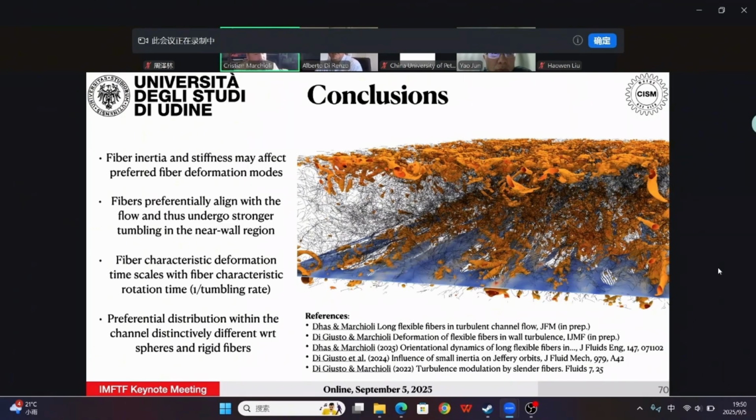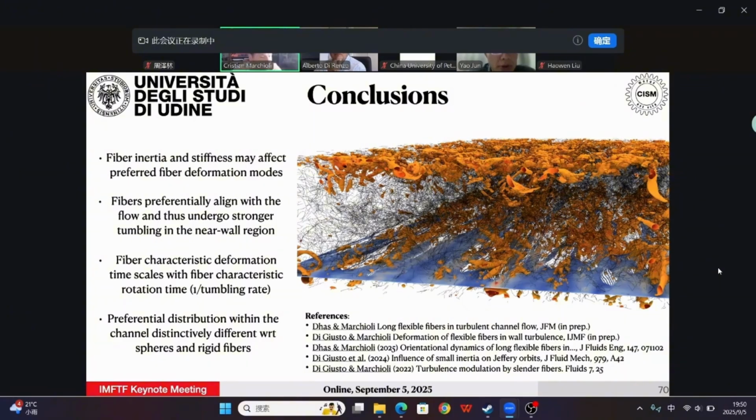Actually, you can also get void regions near the wall. So the overall behavior is really different. And this is due to the fact that, of course, you have a much, much longer fiber that responds to turbulent structures in different portions of the domain.